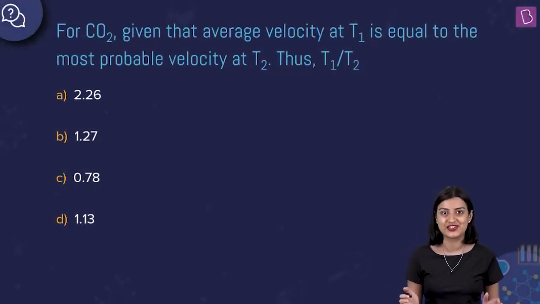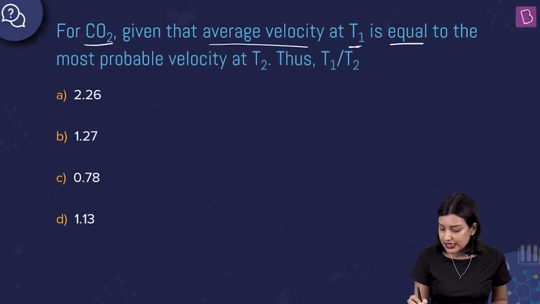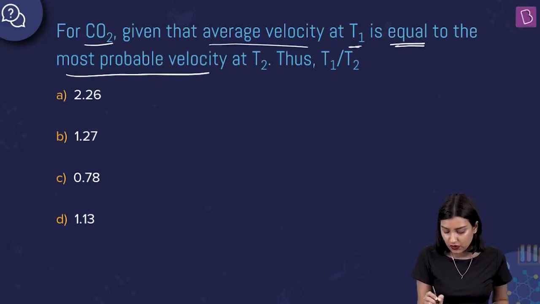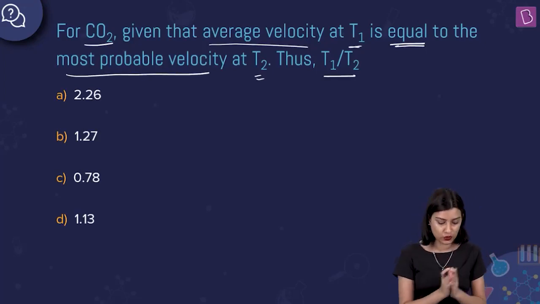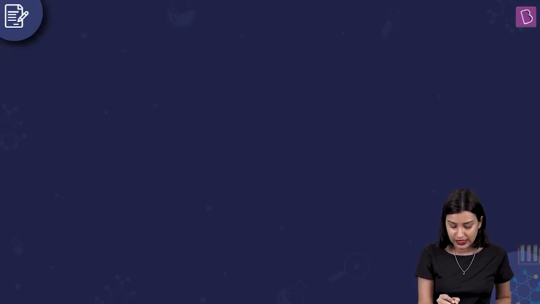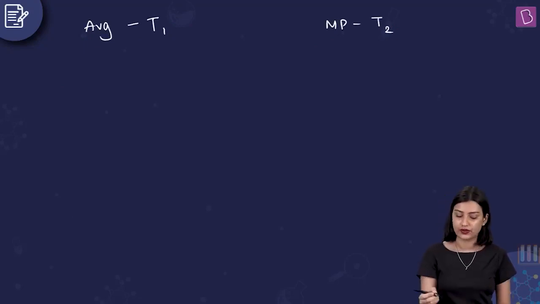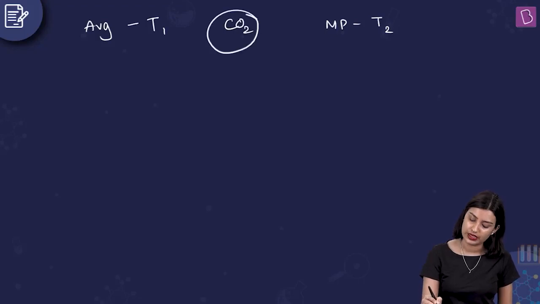Alright, so here in this question, they're saying that for carbon dioxide, given that the average velocity at T1 is equal to the most probable velocity at T2, you have to find out the ratio of T1 by T2. Cool. So, basically, what do we know? We have to find out the average velocity at T1 and the most probable velocity at T2, for carbon dioxide.